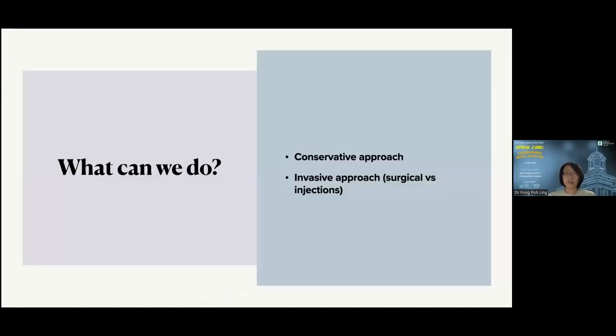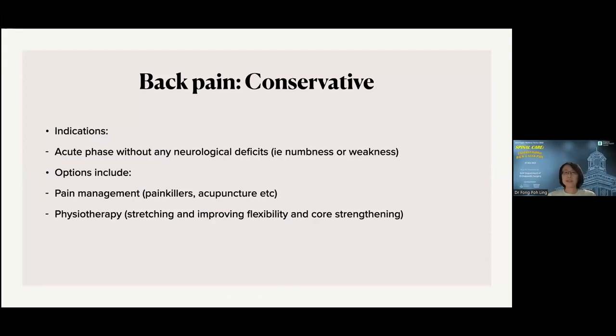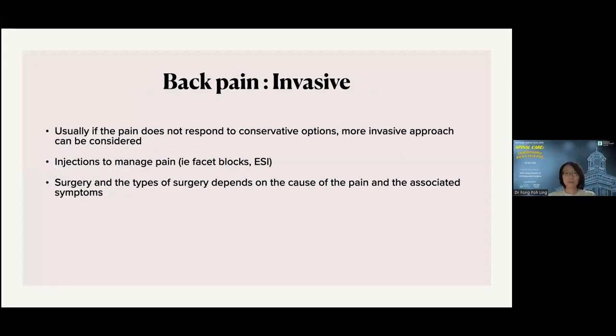and this is seen on the ACE website. So after talking about back pain in the elderly, osteoporosis, spinal stenosis, and the anatomy, what can we do? There are usually two approaches to back pain. I think Dr. So has gone through some of the parts on exercises that we can do. The conservative approach is indicated when there are no neurological deficits, and the options can include anything from pain management like medication, acupuncture, stretching to physiotherapy.